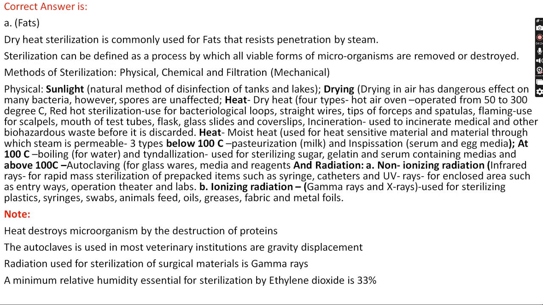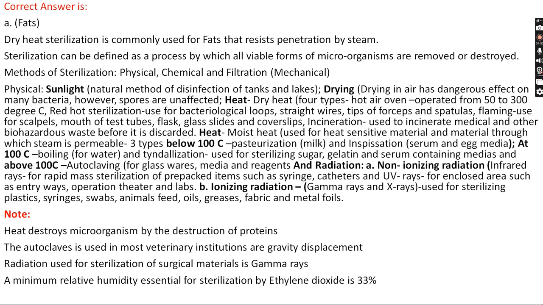Okay. Incineration is completely burning the material before it is discarded. Similarly, moist heat includes three types. First, below 100 degrees Celsius, which includes pasteurization and inspissation. Pasteurization is used for milk, and inspissation for serum and egg media.